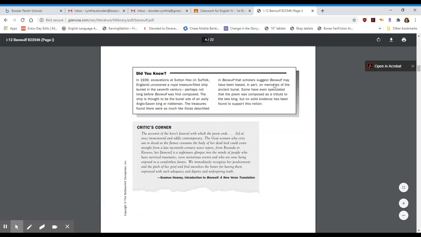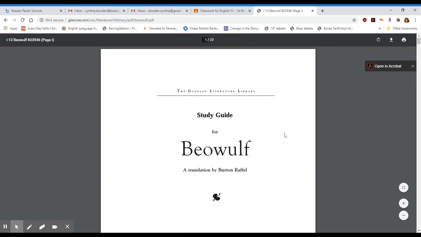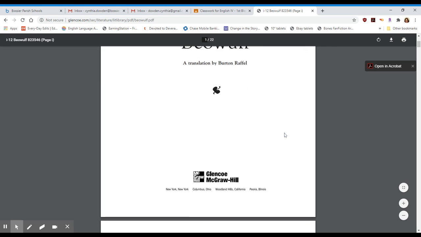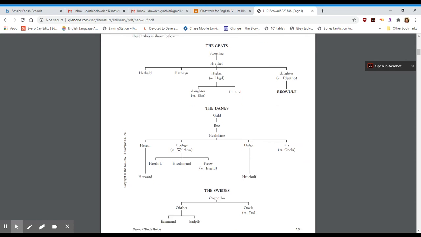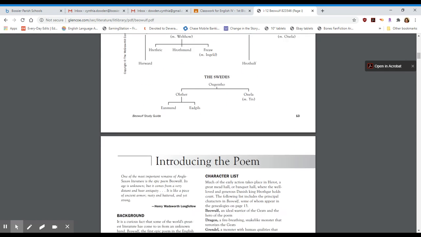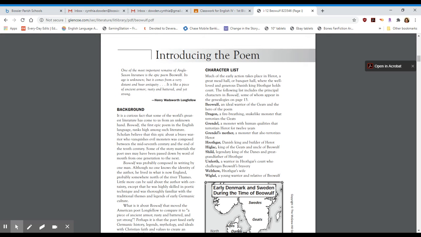This is what it looks like. It starts out, study guide for Beowulf, and you're going to be using several different pages of it. So it starts by giving you a chart that lists some of the main characters for the story. We're going to come back to that. We're going to start here with introducing the poem.